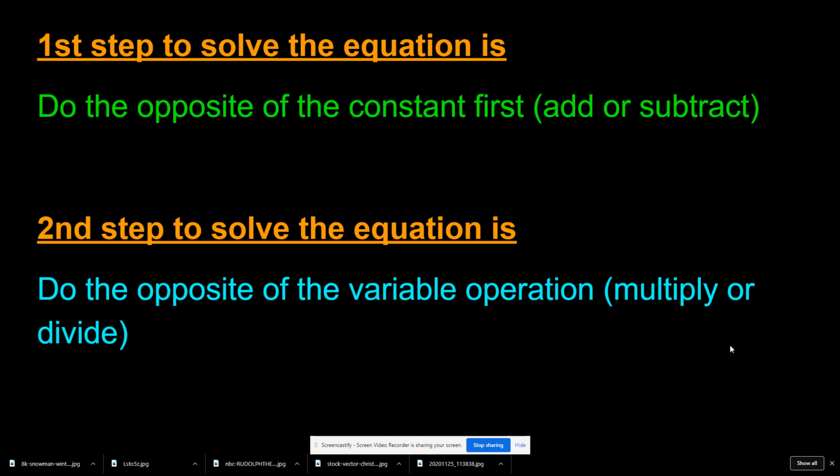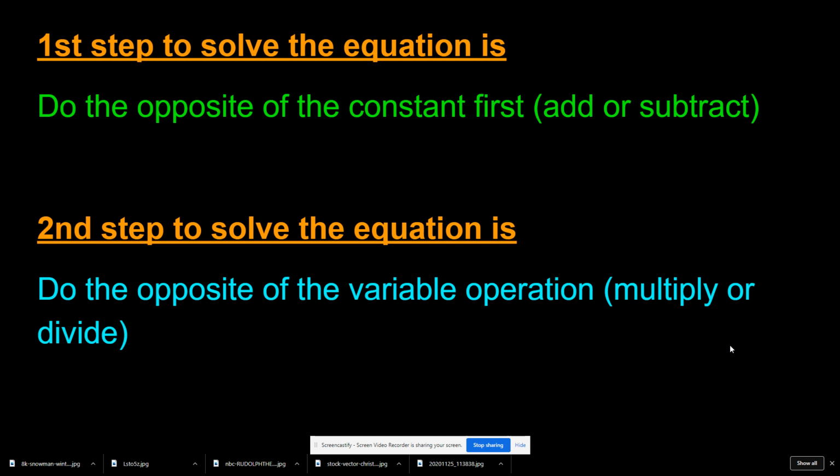The first step to solve the equation is to do the opposite of the constant first. You're either going to add or subtract. The constant is the number that's all by itself at the end or beginning sometimes of the equation. It does not have a variable with it.